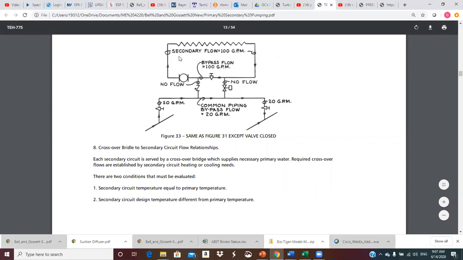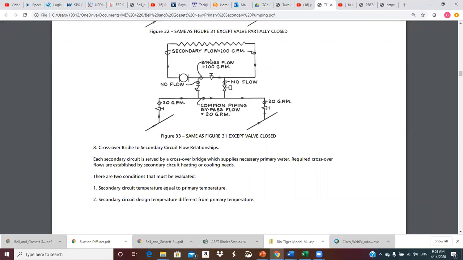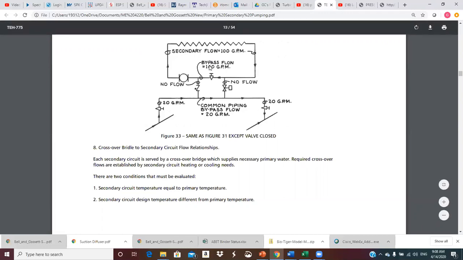Somebody ran a loads program, probably a Carrier program or Trane Trace, to determine what the design heat load was. This is probably a heating situation. At the design condition, we would need 100 GPM of flow, and part of the design would be the temperature in and the temperature out. They just haven't put all the information on the figure here. And that flow is caused by this secondary pump that circulates the secondary loop.